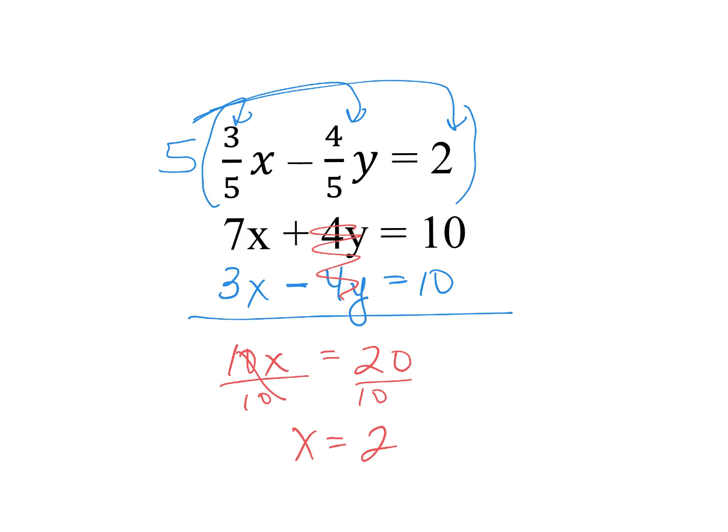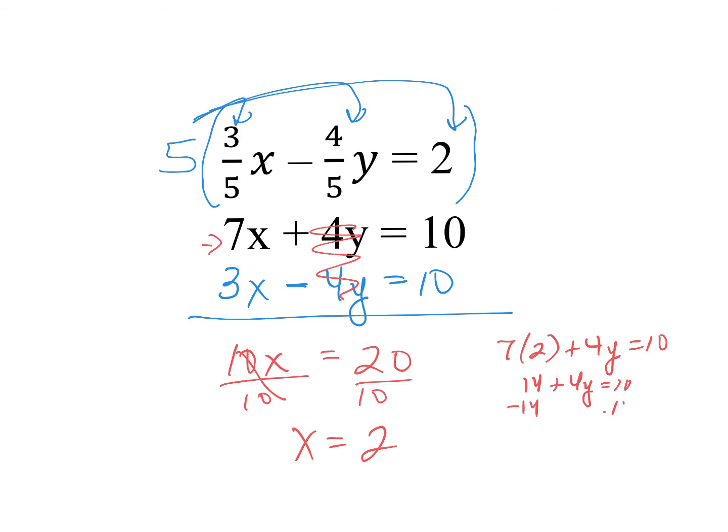Now how do I figure out what y equals? Just plug it back in. So I'm going to go to this one right here. So 7 times 2 plus 4y equals 10. 7 times 2 is 14 plus 4y equals 10.